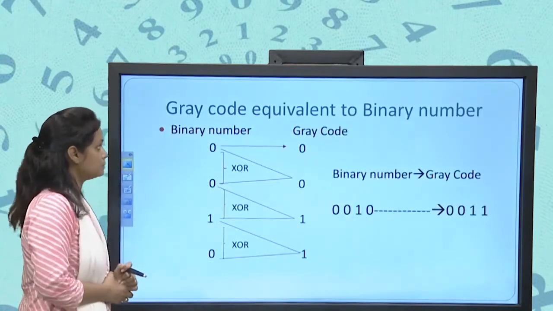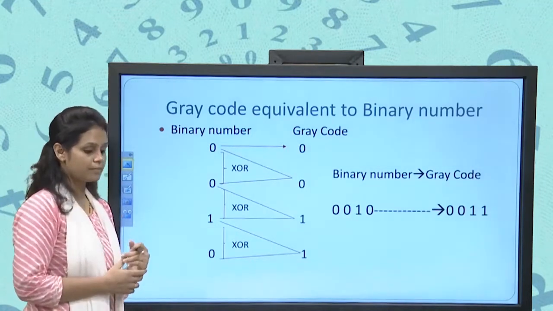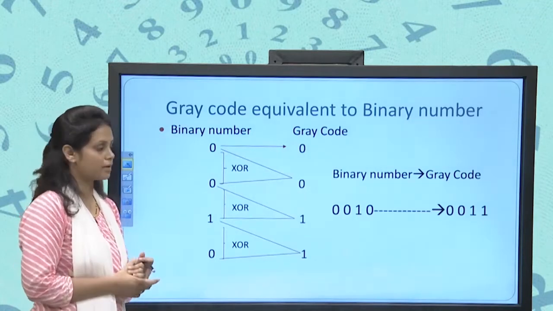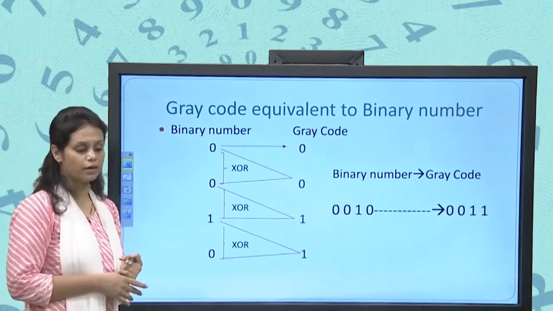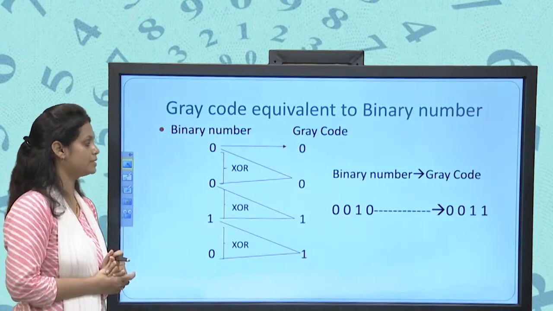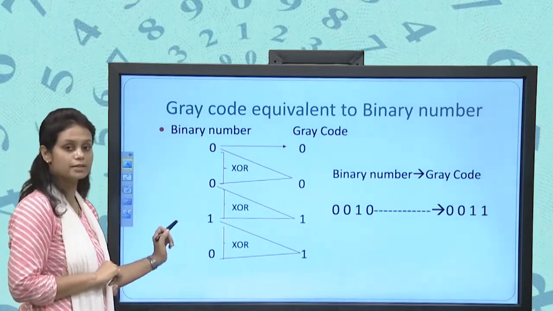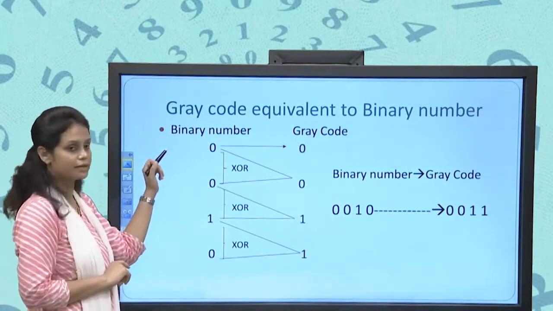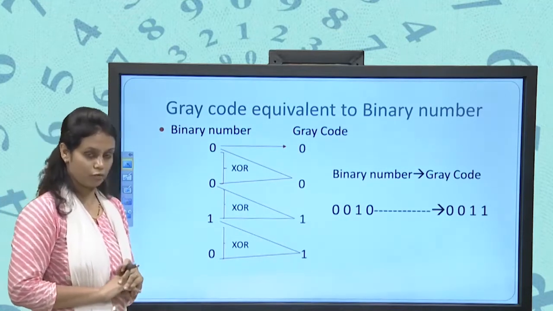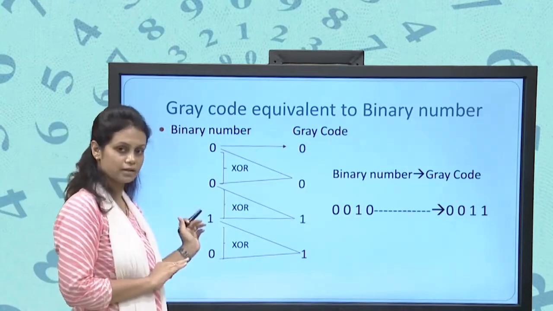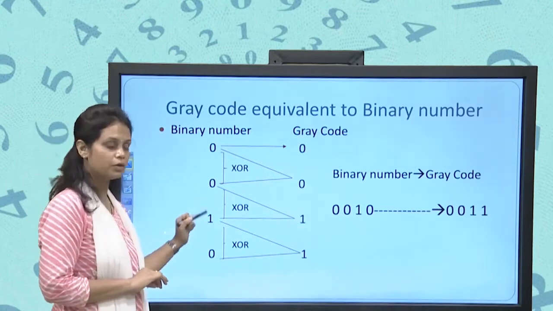Now first of all we will see how we will find the gray code. Suppose in any example the gray code is given, or otherwise the binary number is given, and how we will convert from one format to the other format. We will see one example. We have one binary number, that is 0010, and we are trying to convert this binary number to the gray code.